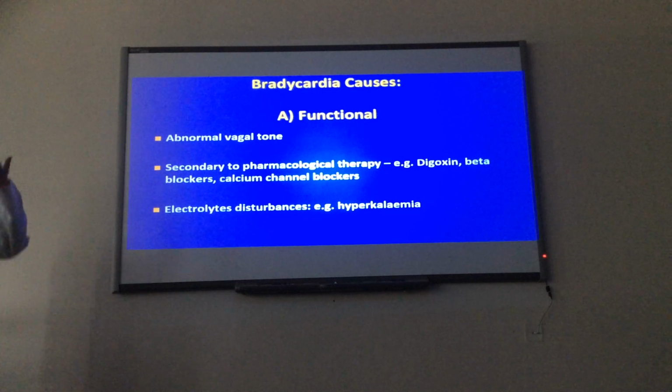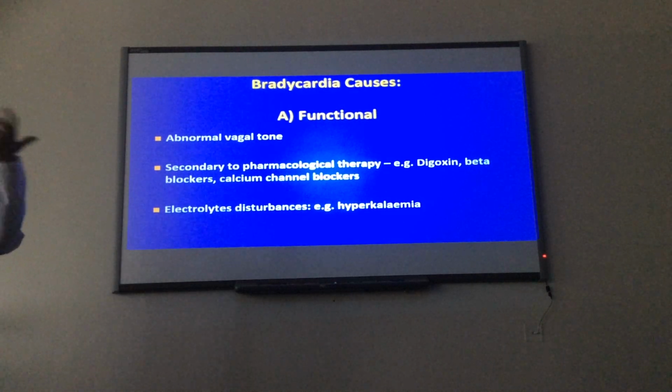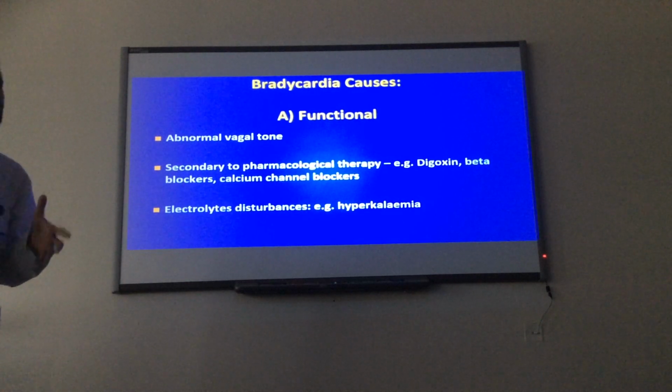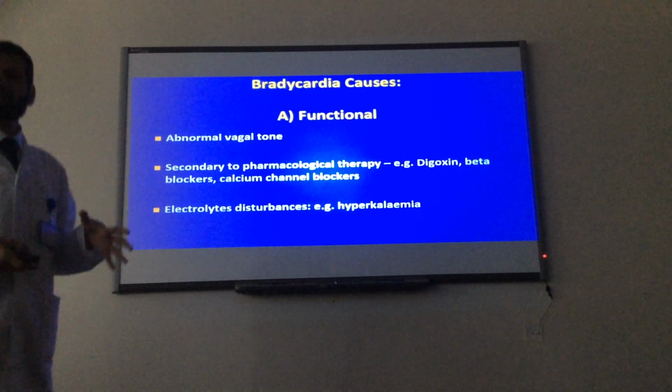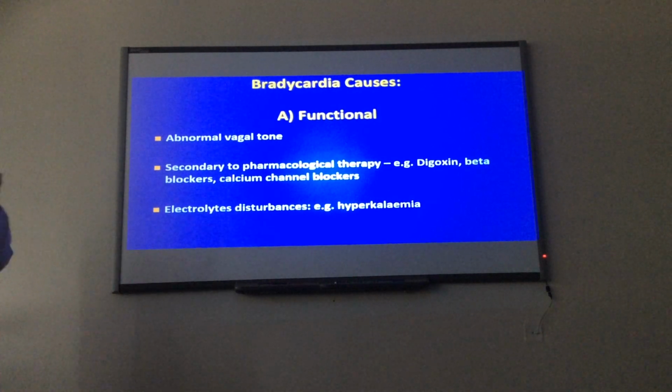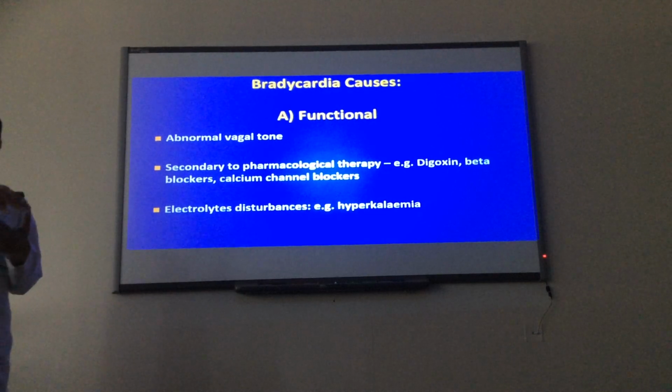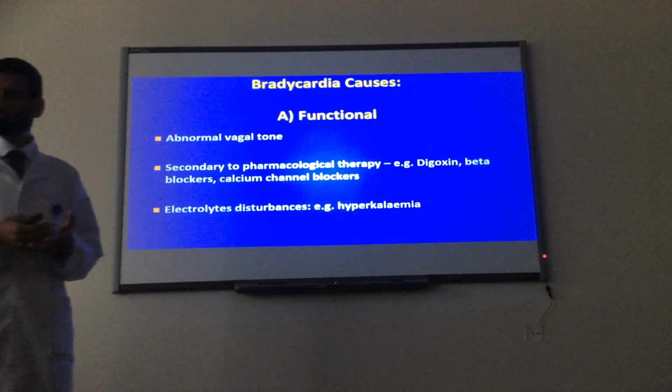Electrolyte problems, severe hyperkalemia, hypokalemia, hypercalcemia, and hypocalcemia, can be associated with bradycardia. And once you correct it, they are back to normal. It means that the conduction system is normal. This is some extrinsic factor affecting the conduction system.